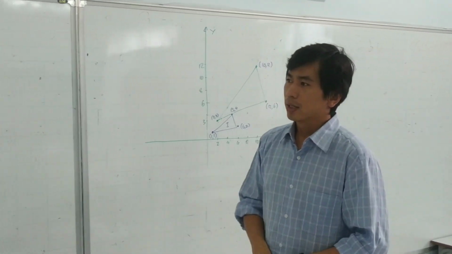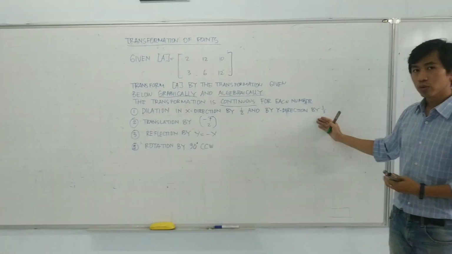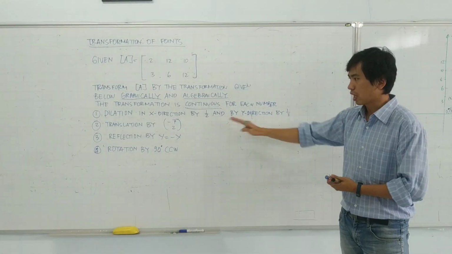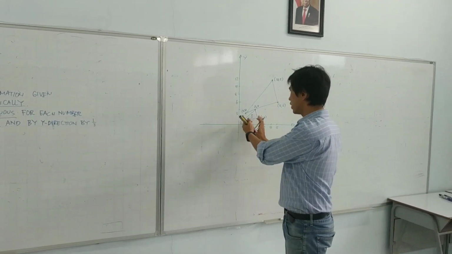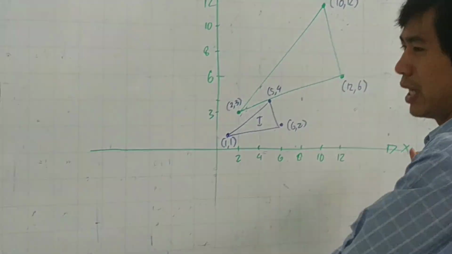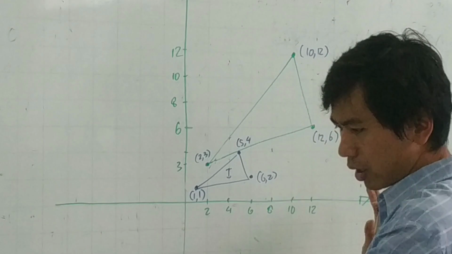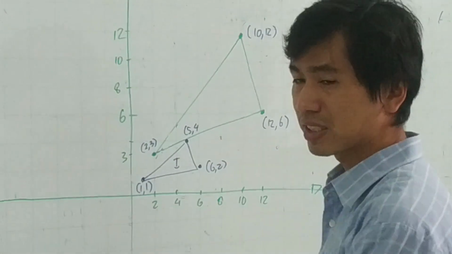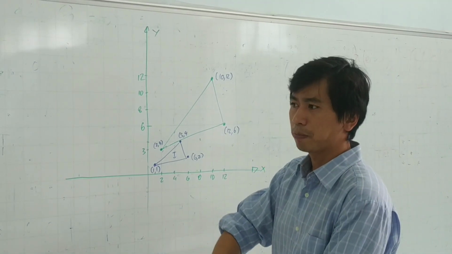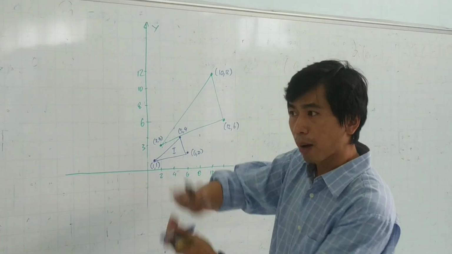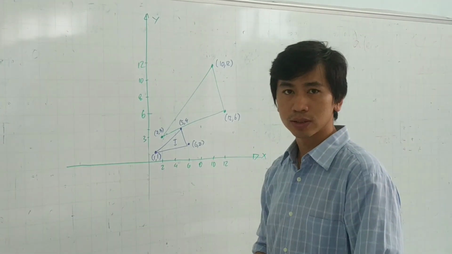The second one will use the result of the first transformation. It's a translation by (-7, 2). It means that it will shift to the left by 7 units because it's negative, and then translate upward by 2 units.